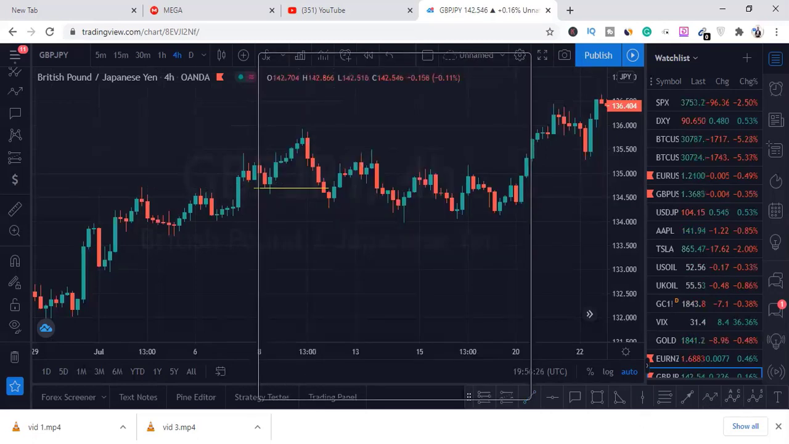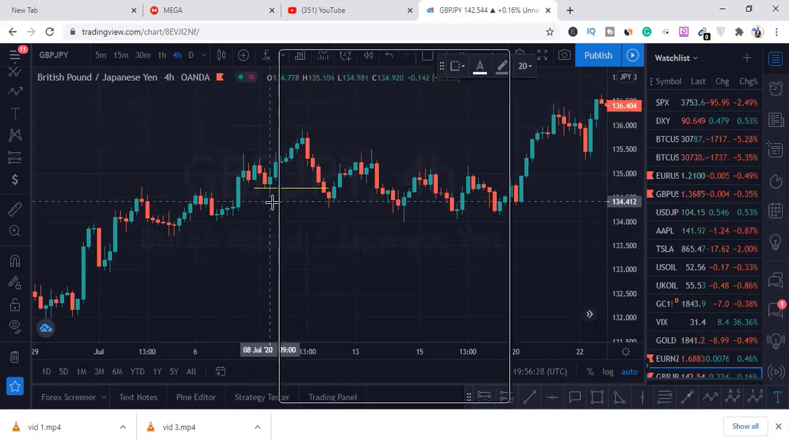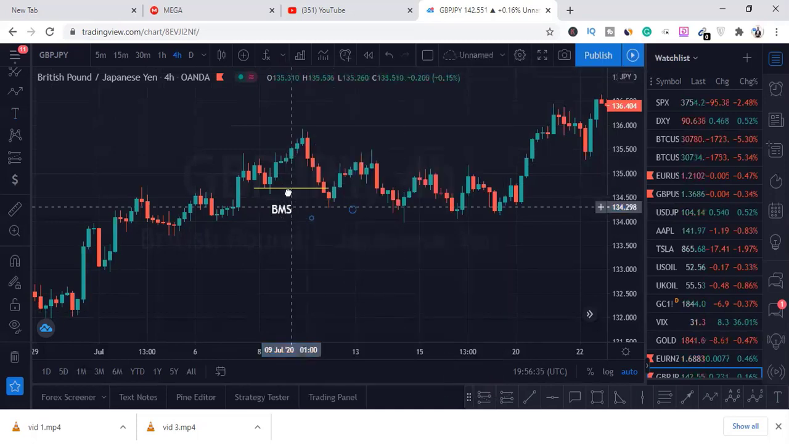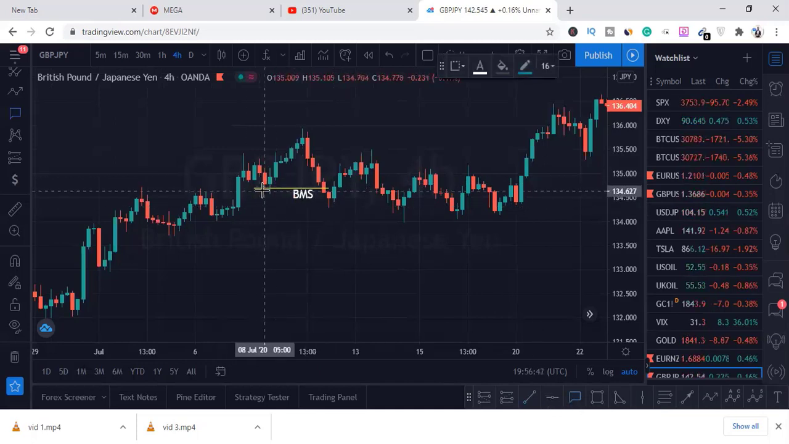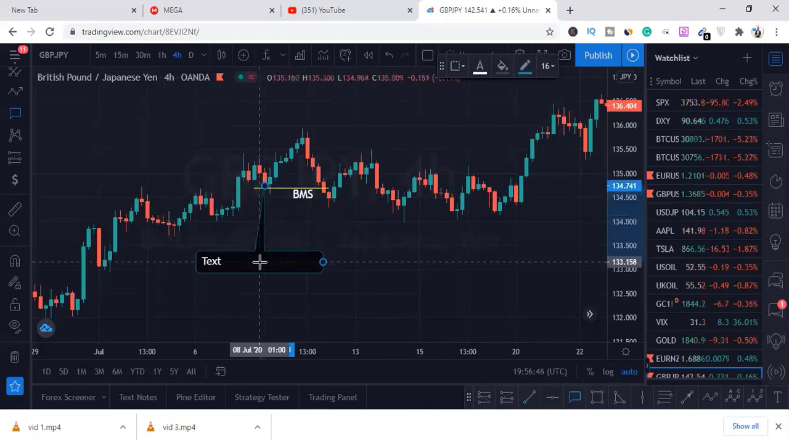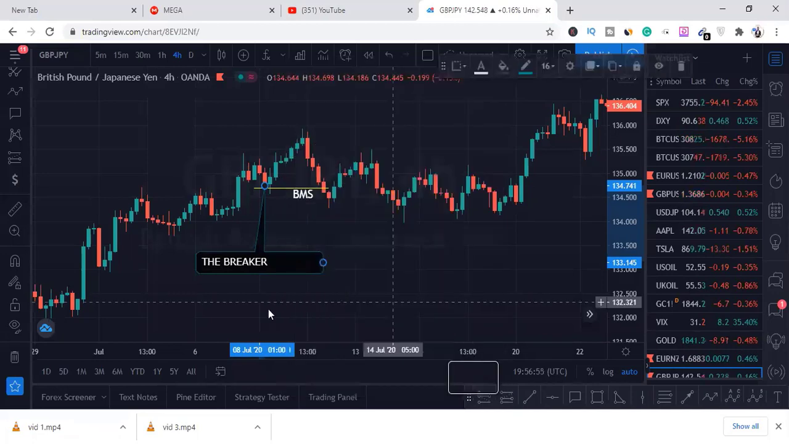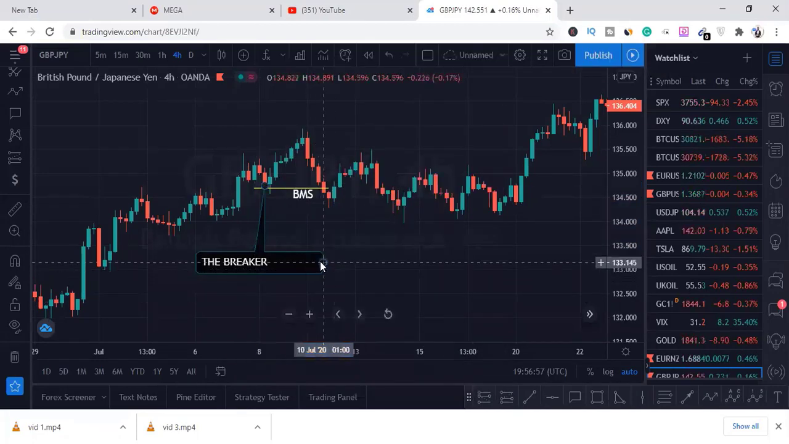We can say this is the BMS, break in market structure. Okay, break in market structure. And this is the breaker. This is the breaker candle. The breaker candle. You see?